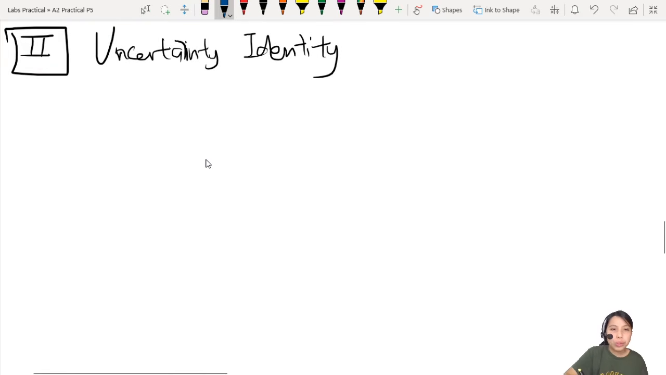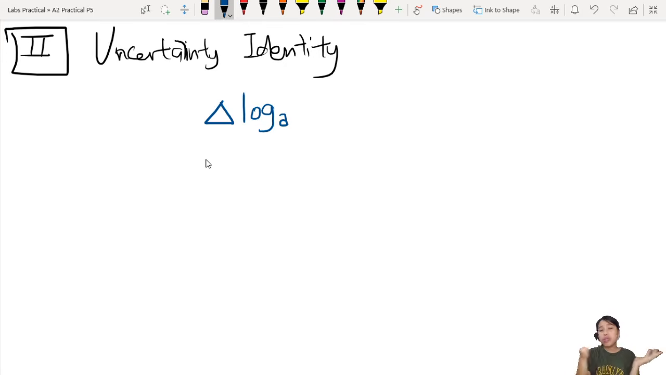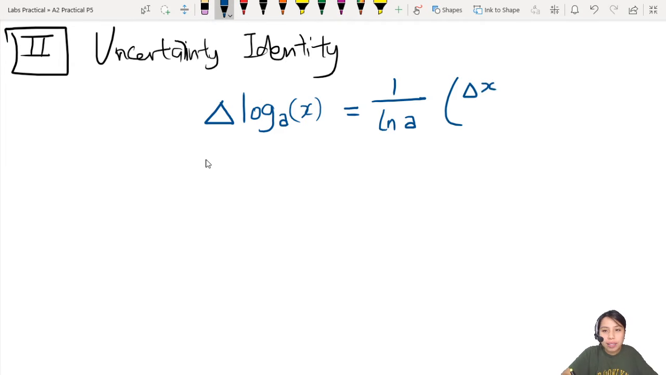So if you want to find the uncertainty in log of some base A, it can be 10, it can be e, I don't know what base it is. Find the log base A of a certain value, x, like this. Then this is what you can do in your calculator: 1 over natural log of A, the base, times the measurement uncertainty over the measurement itself.